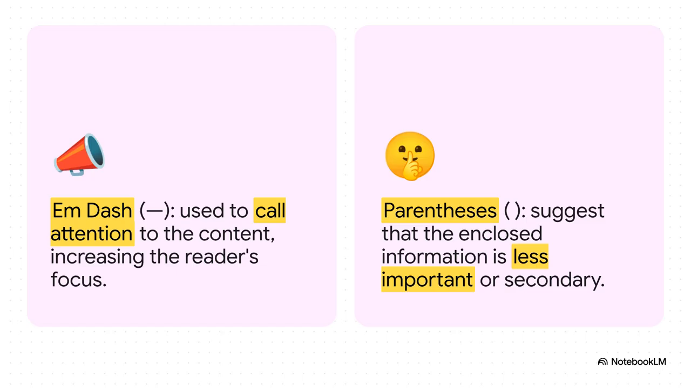See, both dashes and parentheses set information apart from the rest of the sentence. But man, they send totally different signals. Parentheses kind of whisper. They're like a little side, something less critical. But dashes shout. When you use a dash, you're making a very conscious choice to say, hey, look over here. This part is really, really important.